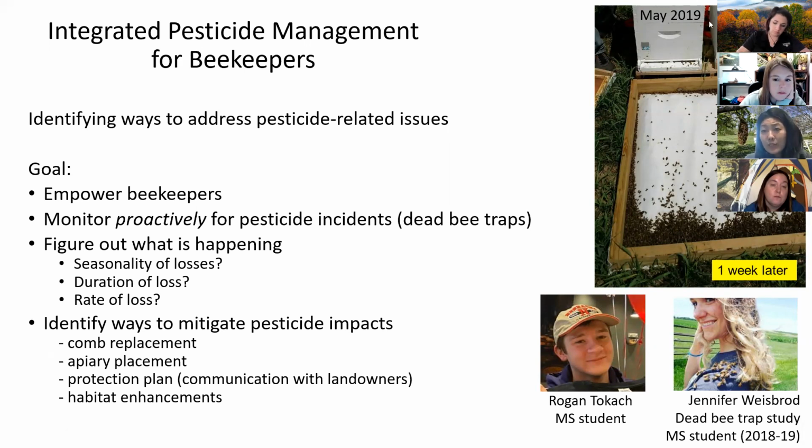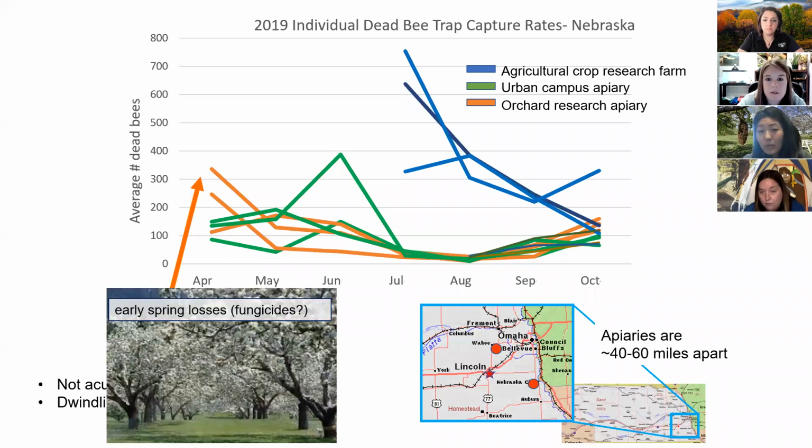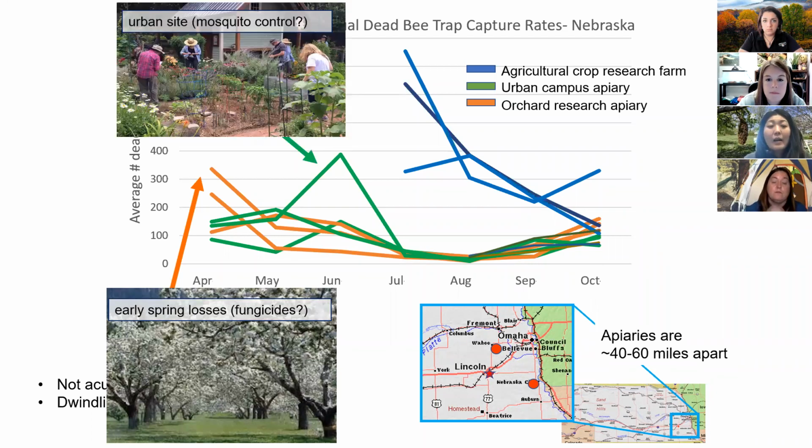So the next few years, we spent taking samples and trying to figure out exactly when and how these bees were dying. And from these traps, depending on where the bees were, we were actually able to determine that some of the losses are associated with particular spray events, like this fungicide spray that happened early in spring at this orchard, versus potentially mid-season pest control treatments that are happening in the middle of an urban area.